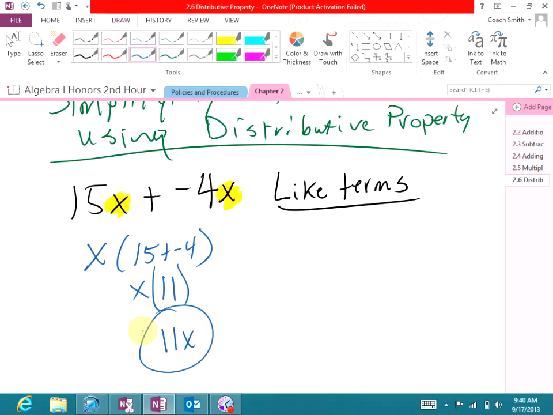You do not have to do this step. The distributive property step is just my explanation. You don't have to show me that step. If it helps you see things better, then yes, by all means do it. But you do not have to show me that step of explaining why we can put those two terms together. Let's look at another problem.